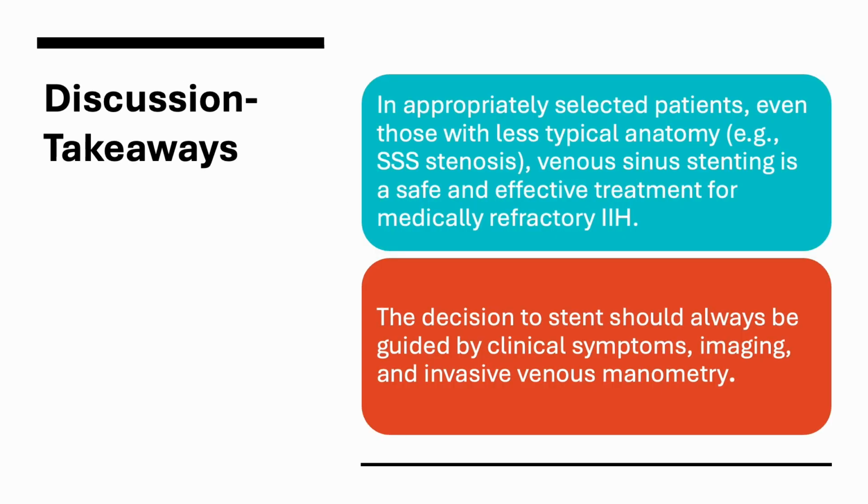So for our discussion today, there are several key takeaways. First, the identification of a significant pressure gradient across the stenosis in the superior sagittal sinus was pivotal in determining the need for intervention. Second, the use of venous sinus stenting offers a novel and effective treatment option for medically refractory IIH, especially in patients whose clinical and anatomical findings justify this targeted approach.